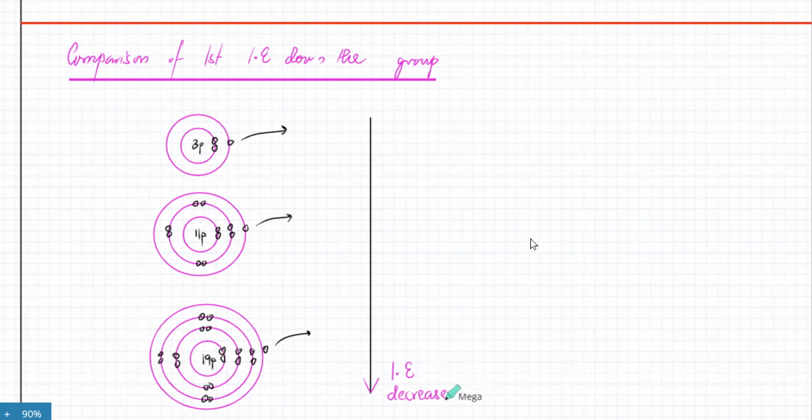So what are the factors in play? Number one, why would they decrease? What's factor number one? Because the electron is far from the nucleus. Okay, so the distance of electron from nucleus increases. And what else? Shielding effect. Okay, shielding effect is another one. So shielding effect.